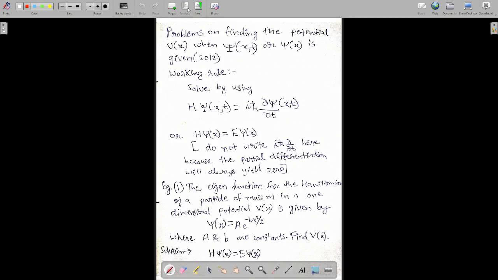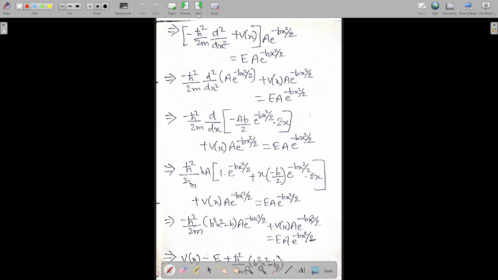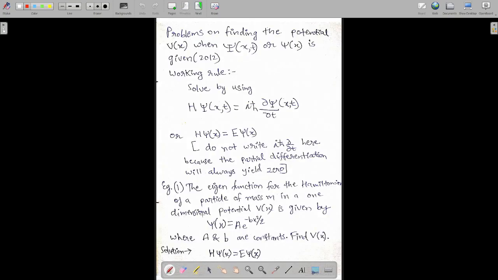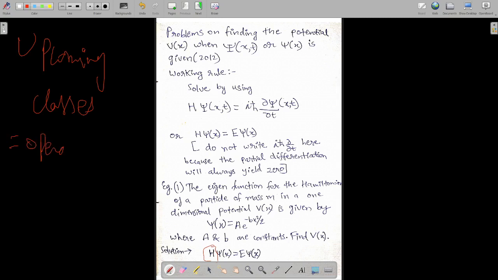Now Hψ = Eψ. Then what we need to do is to substitute the value of the Hamiltonian. What is the Hamiltonian operator defined as? It is defined like this. This H operator is called the Hamiltonian operator, and these operators will be more clear to you in the upcoming classes, where operators will be explained in detail.